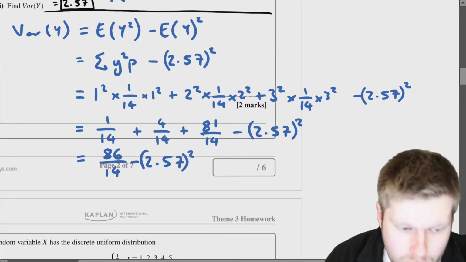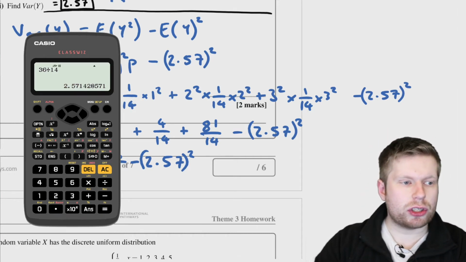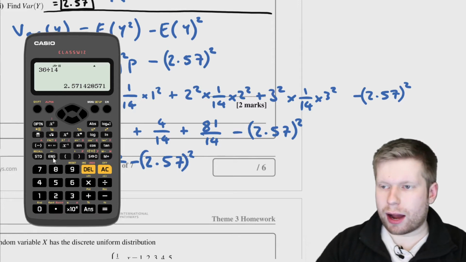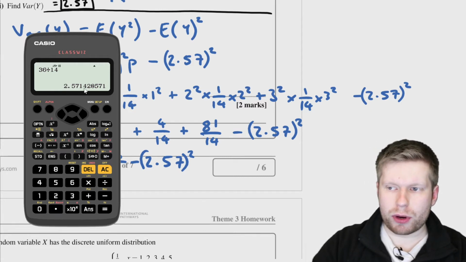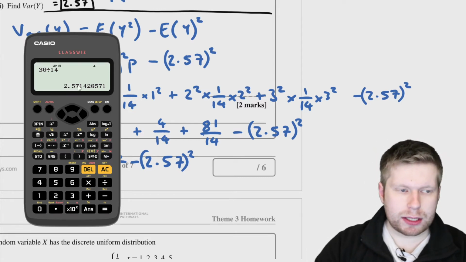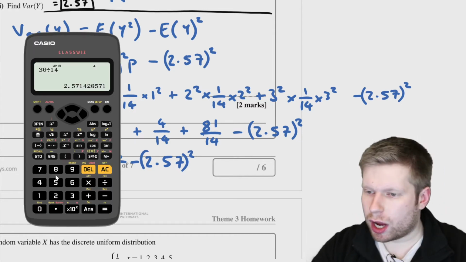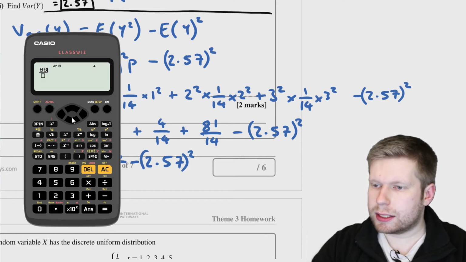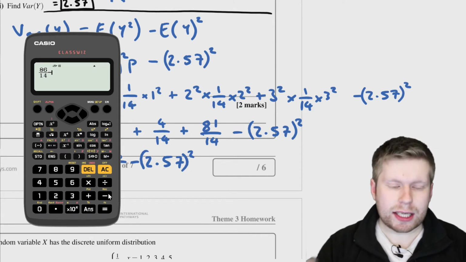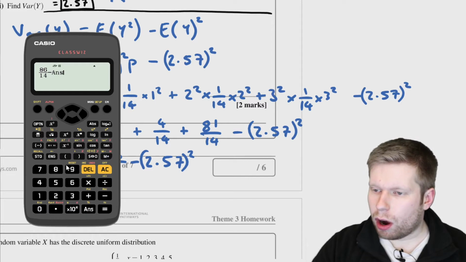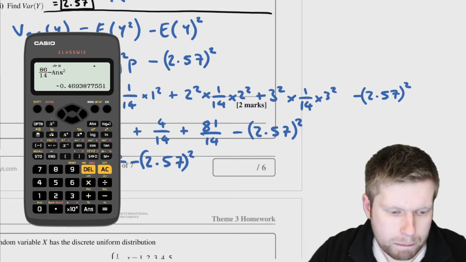Okay, so I'm going to type all this in my calculator. Now you noticed I haven't cleared my calculator from the last question. Even though the expectation I calculated was 2.57, that's what I've written down, I can actually reuse my answer from the previous question because it's still stored in my calculator. That's a really good tip: don't clear it. So I've got 86/14, so I'll type fraction 86/14, and then I need to take away the previous answer squared, because that's my expectation of y all squared. So I go answer squared, hit equals, and that's going to give me a negative answer.